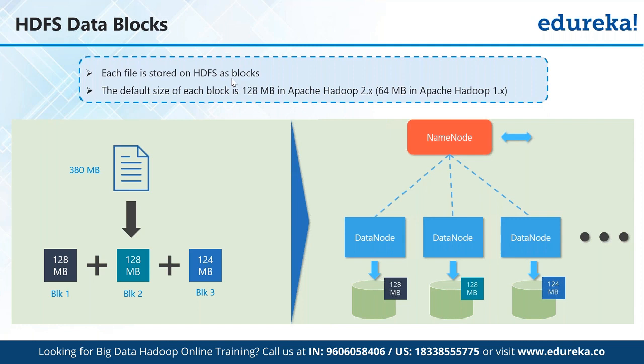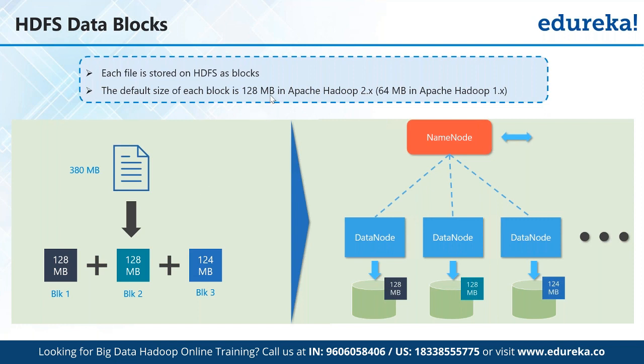So a huge file in Hadoop will get chopped off. In Hadoop 2.0, the default block size is 128 MB. In Hadoop 1.0, it is 64 MB. So if you have a huge file, let's say a terabyte or gigabyte size file, it will first get chopped off into blocks of 128 MB, and then these blocks will get stored on different data nodes.